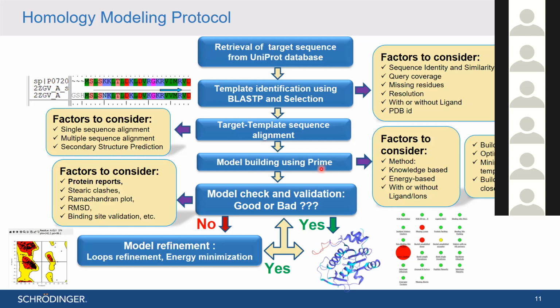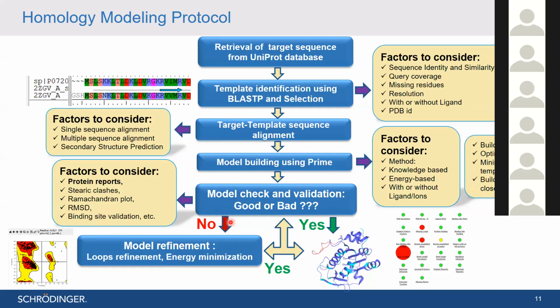Once you have a model available, you need to check whether it is correct or not, whether it is reliable or not. For checking the protein structure, there are various things available. For example, protein reports which find out whether there are any steric clashes or any deviations from the Ramachandran plot, which is one of the classical methods to analyze whether a protein structure is good or bad. Then you can compute RMSD, and you can analyze the binding site for validation of your homology model, whether it is good or bad. If it is good enough, then yes, you can proceed further with this particular model.